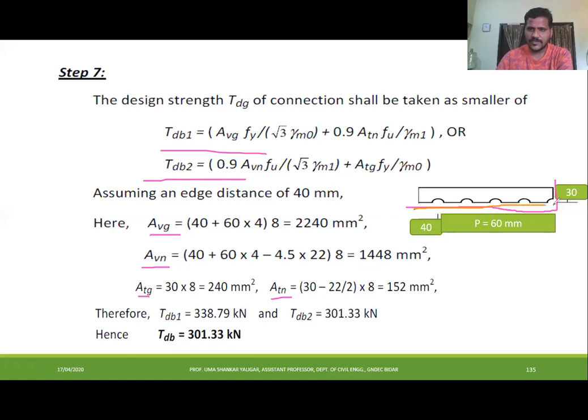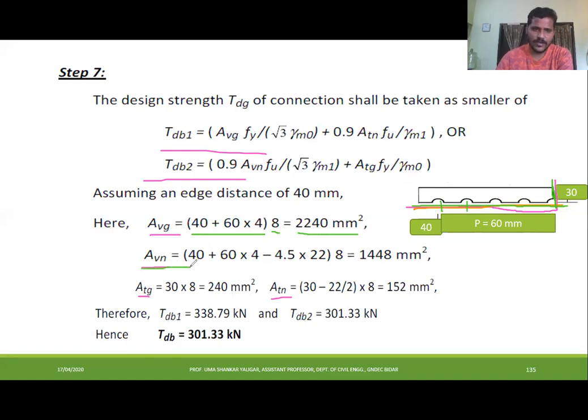Normally we know that this is your shear plane, and this is your tensile plane. Shear plane means here AVG. AVG means the gross area due to the shear plane. How much is this? All the pitches are 62. Center to center of the bolts is how much? It is 60. This total is 60 plus 60 plus 60 plus 60, that is 60 into 4, plus 40. Whole multiplied by thickness. The thickness of your angle plate is 8 mm. This will give the gross area due to the shear plane.